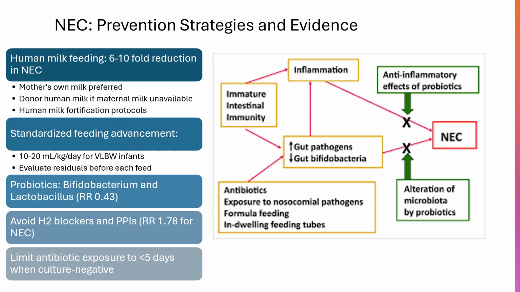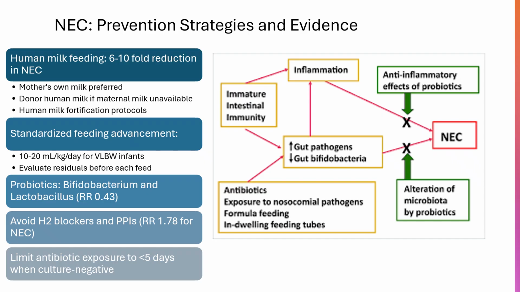I'll continue with our NEC series by covering prevention strategies, which represents one of the most important areas where evidence-based practice can dramatically impact outcomes. NEC prevention represents one of the most powerful tools we have against this devastating disease. Unlike treatment, which aims to limit damage already done, prevention strategies target the modifiable risk factors that tip vulnerable infants toward NEC development. Human milk feeding provides the strongest protection, reducing NEC risk 6 to 10-fold compared to formula.